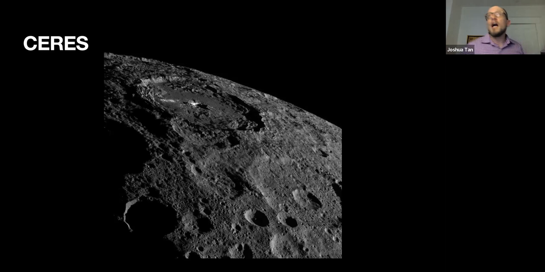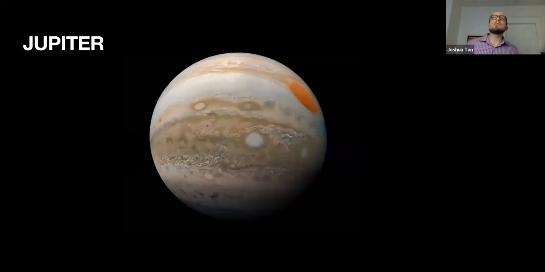When we move beyond the main asteroid belt, we hit the biggest planet in our solar system, Jupiter. Jupiter is an absolute monster of a planet, much bigger than the Earth. You could fit many, many Earths inside of it. And in fact, it's such a huge planet that it doesn't really have a surface.